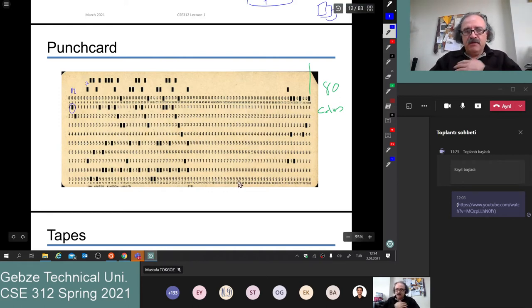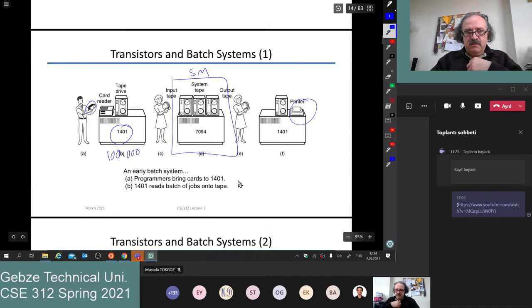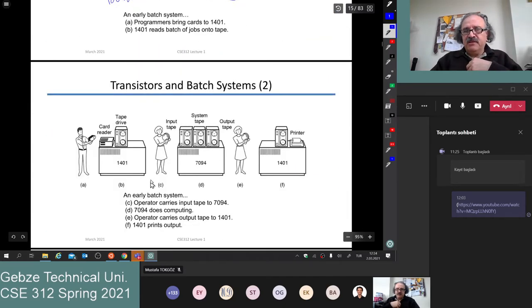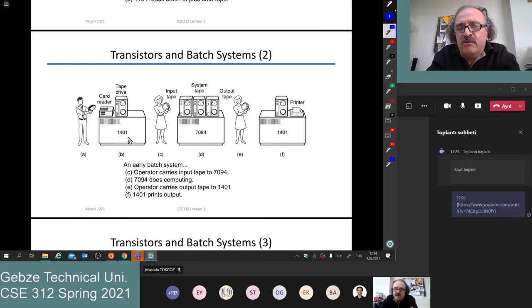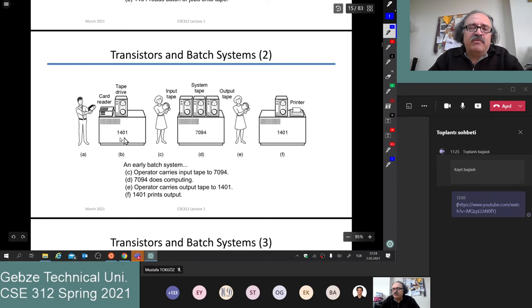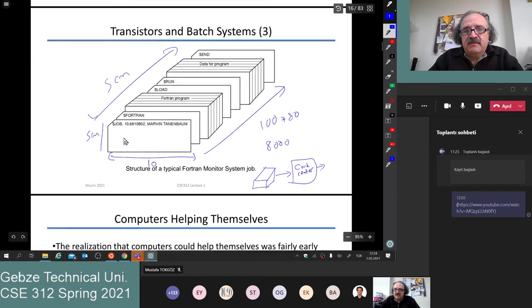Okay, good. So that was the idea. The operator carries these to the 7094, takes a tape out and puts it into the 1401. The 1401 is just an input-output computer. Of course, it can do some arithmetic, but it was a very weak computer. But small corporations used to buy these and use them for their own computations.